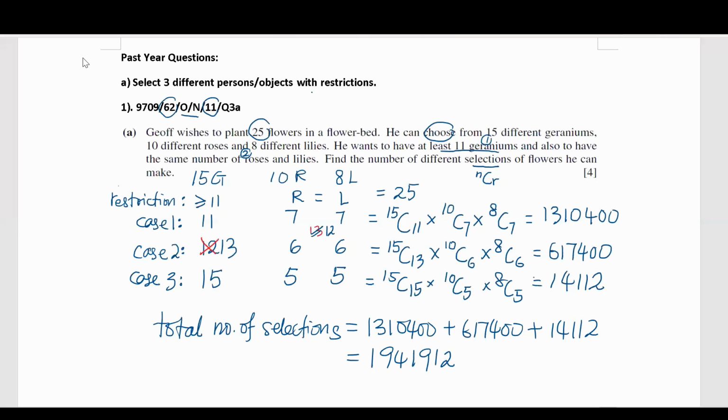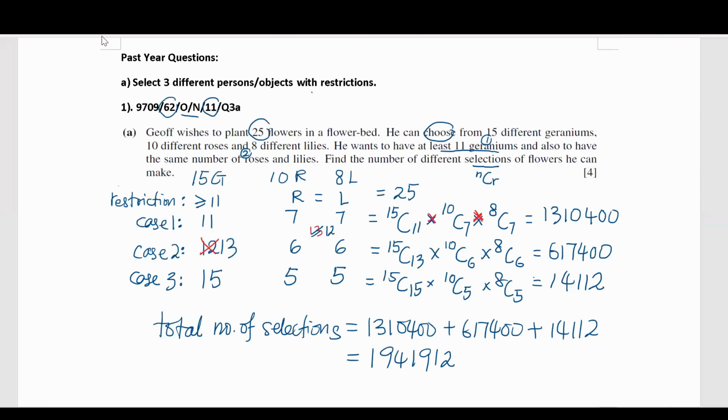All right. So there is a small tip here. Whenever we consider the number of ways, when we consider them in different cases, you sum them up. All right. But within the same case, you multiply them. Let's say, taking the example of case 1, we have a number of ways of selection for geraniums, roses, and lilies. And hence, the total ways we have, by the multiplication rule, we multiply them.